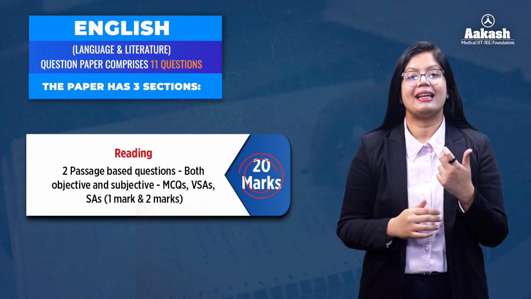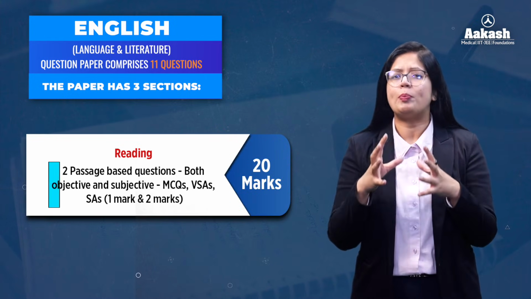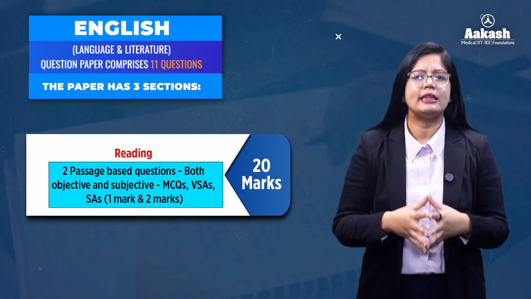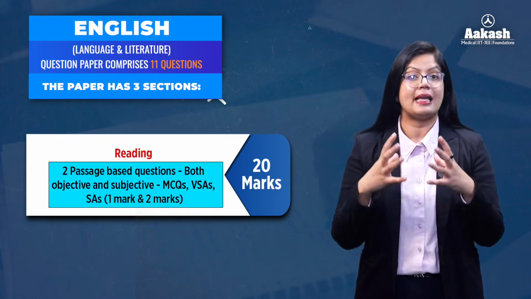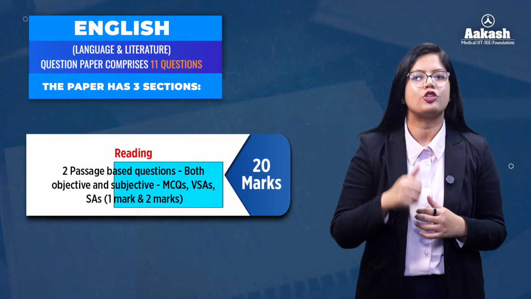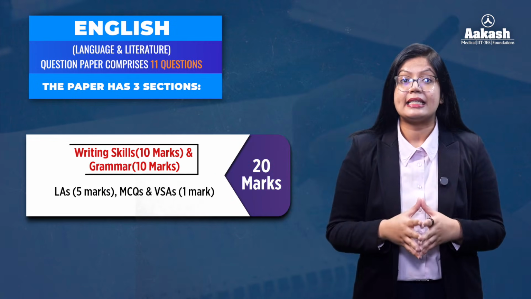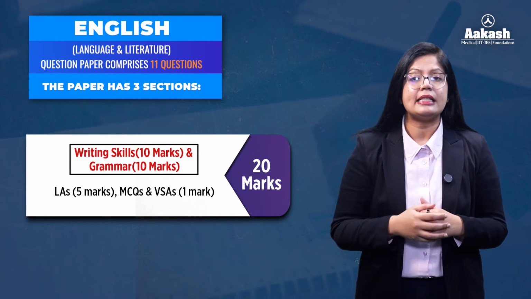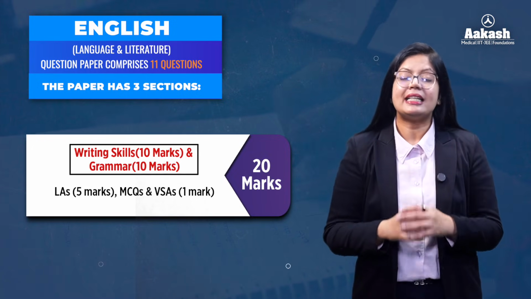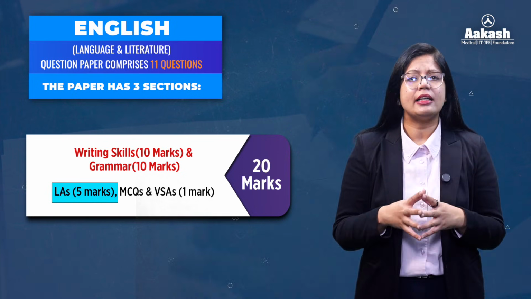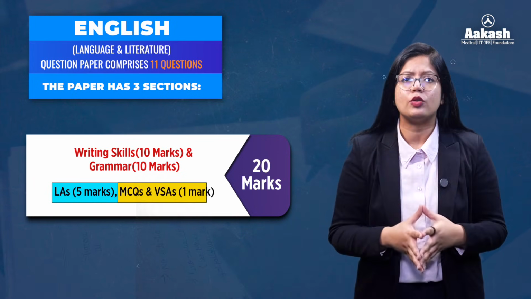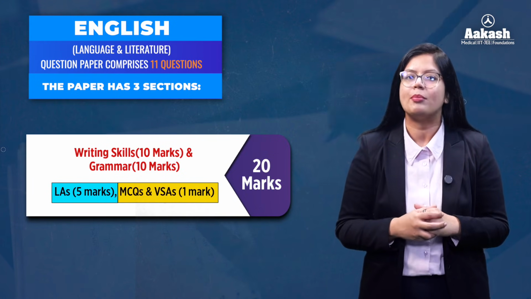First is reading that carries 20 marks. It has 2 passage-based questions and both these passages can carry both objective and subjective questions such as MCQs, very short answers and short answers. The second section is writing skills and grammar. 10 marks for writing skills and 10 marks for grammar. In writing skills, you will find 2 long answer questions carrying 5 marks each, and in grammar, you will find a mix of MCQs and very short answers carrying 1 mark each.